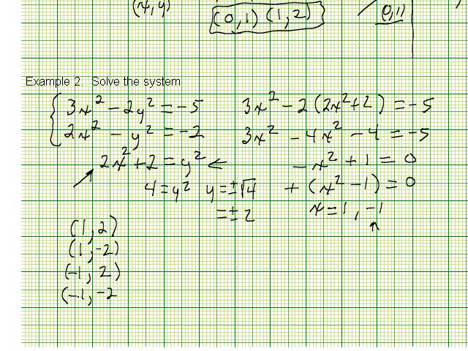We said in the beginning we should have either 0, 2, or 4 solutions. Here are our 4 solutions, and that completes the podcast on solving nonlinear systems.